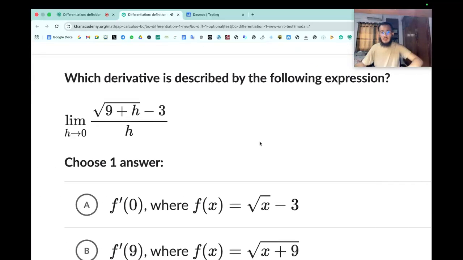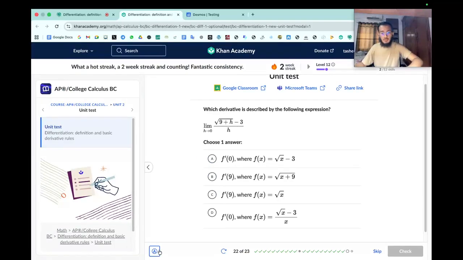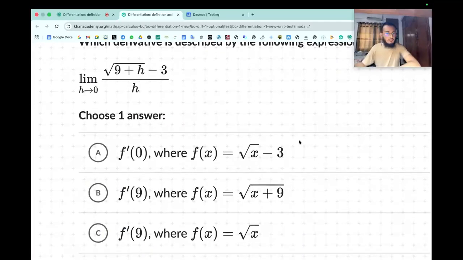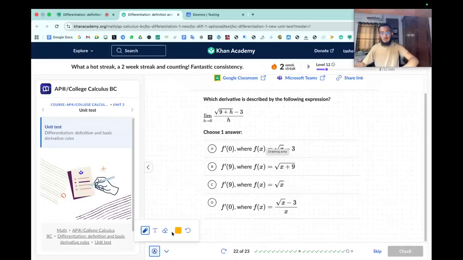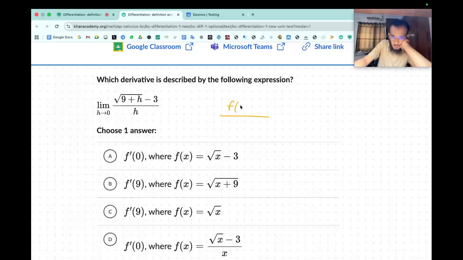Which derivative is described with the following expression? Okay, so you have to check each of these now. So what is the formula? Well, it is f of h plus t minus f of t upon h, as h tends to 0. So you have a particular value here, you take a small increase in h, and then you calculate that value.